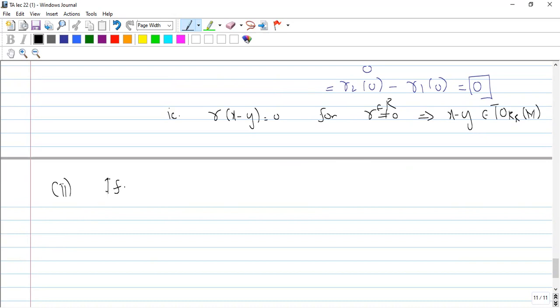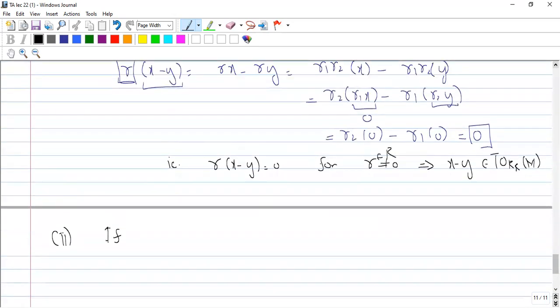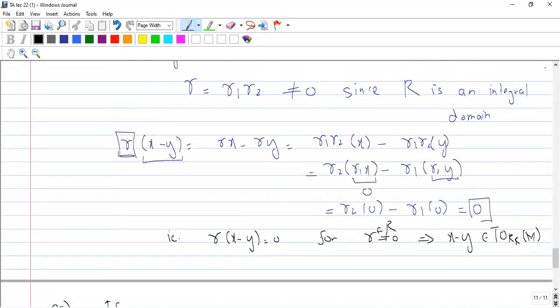ओपन कर दे वो टाइप कर. अच्छा अच्छा. Okay.